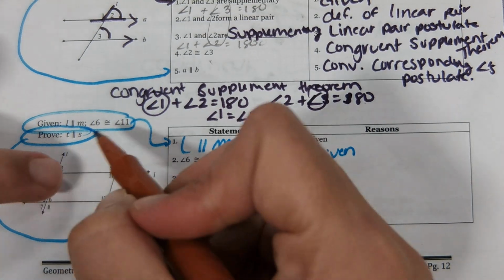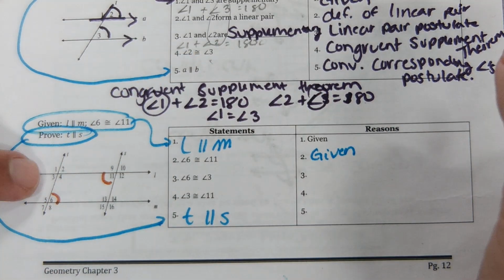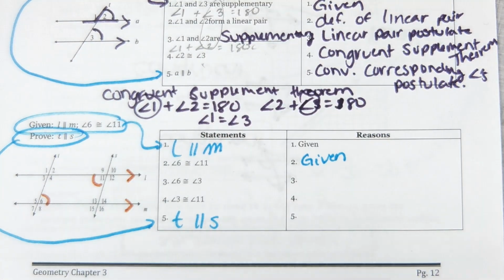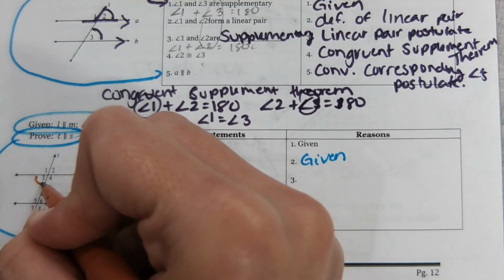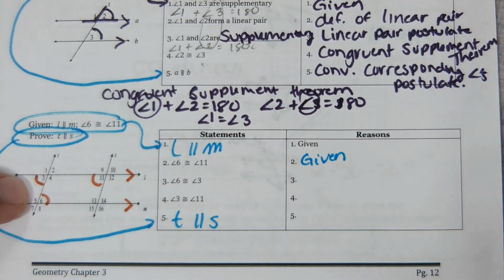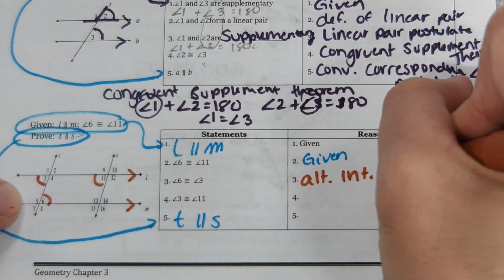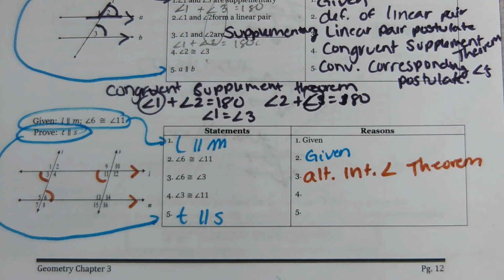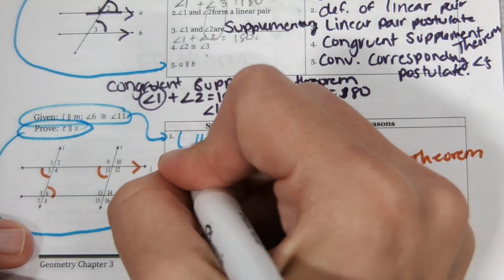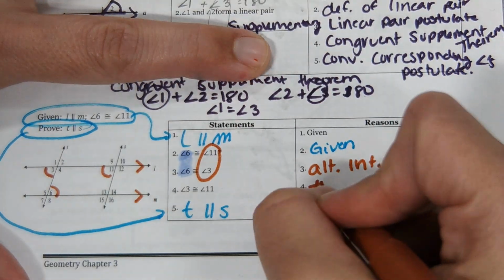It's also helpful to label it on the picture here. So 6 and 11 are equal. That was given. It also says that L is parallel to M. Okay, the next statement says that 6 is congruent to 3. Well, 6 would be congruent to 3 because they're alternate interior angles, and L is parallel to M. So alternate interior angle theorem. And then 4 says 3 is equal to 11. Okay, well, 6 is equal to 11, and 6 is equal to 3. So therefore, 3 must equal 11 because of transitive property.